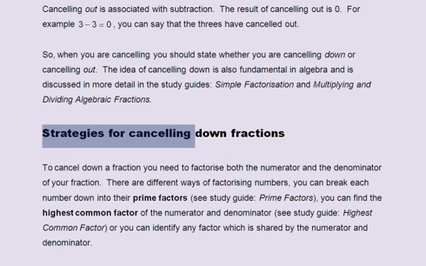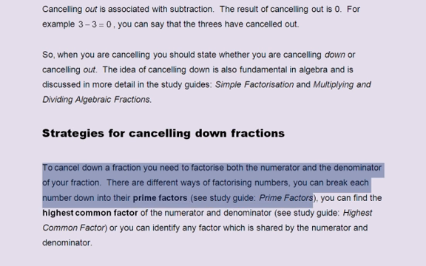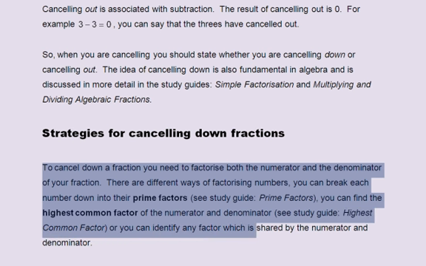Strategies for cancelling down fractions. To cancel down a fraction, you need to factorise both the numerator and the denominator of your fraction. There are different ways of factorising numbers. You can break each number down into their prime factors. See study guide Prime Factors. You can find the highest common factor of the numerator and denominator. See study guide Highest Common Factor. Or you can identify any factor which is shared by the numerator and denominator.